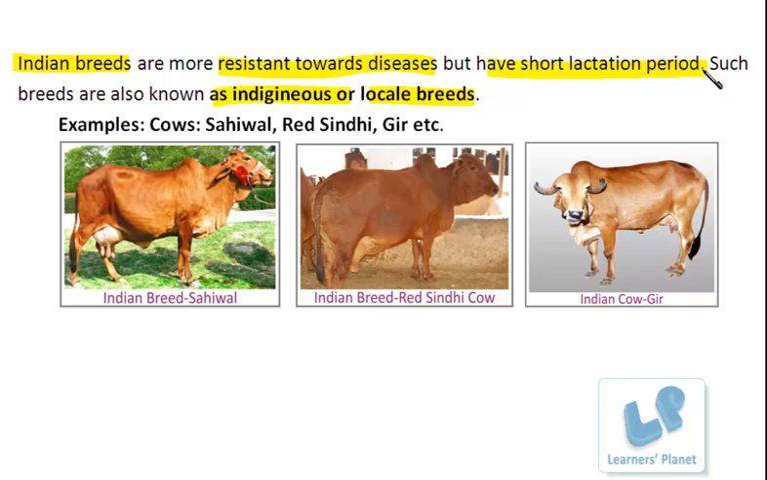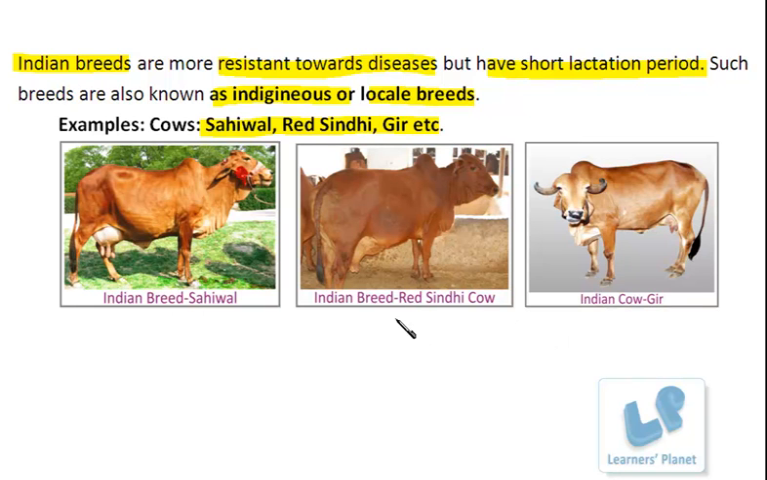If the cows are resistant enough, but they have a short lactation period, then there is no use of raising such cows in the farms, isn't it? One more thing: if they have a short lactation period, it does not mean that they are not providing milk. Of course, they are providing milk, but comparatively for a short period of time. The Indian breeds used for such purpose are like Sahiwal, Red Sindhi, Gir cows, and so on. There are many different cows. The pictures are shown here.